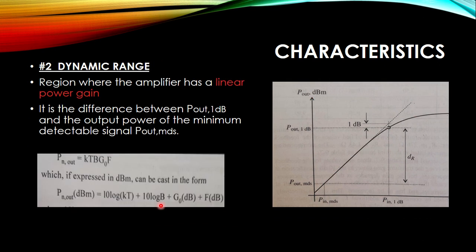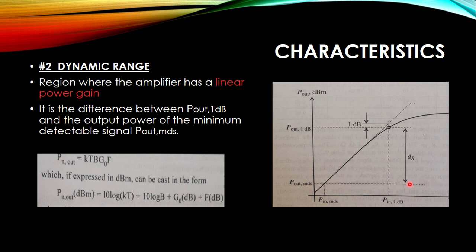The second important characteristic of an RF power amplifier is the dynamic range. Dynamic range specifies the range in which our amplifier behaves in a linear manner. Seeing this graph once again, it keeps on increasing and up to this point it is somewhat linear. After this it becomes non-linear. So from this range till this range is what we call the dynamic range of your amplifier. The dynamic range specifies the region where the amplifier has a linear value of power gain.